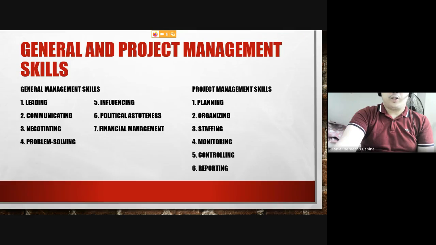As to the project management skills, dapat naani nga mga skills sa isa ka project manager. So ability to plan or planning, you have organizing, staffing, monitoring, controlling, and reporting. These are the skills needed for you to be an effective project manager.